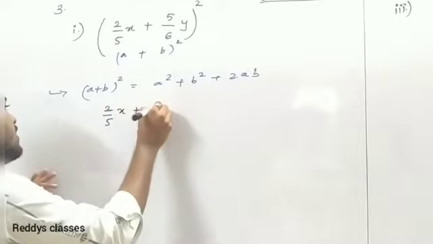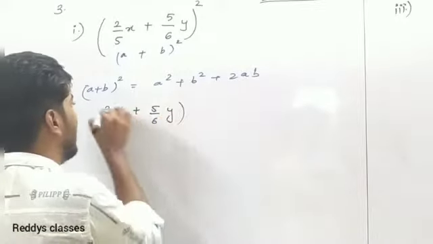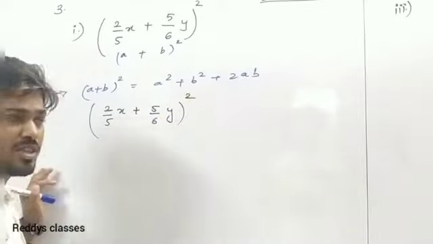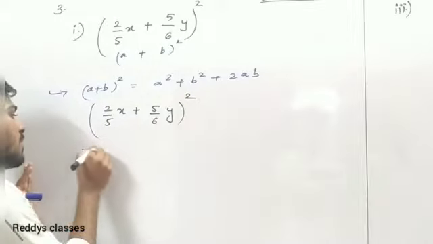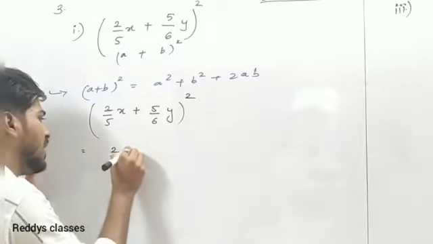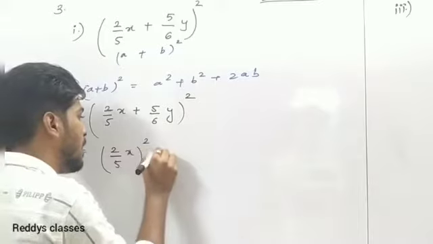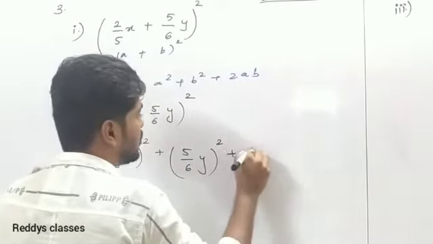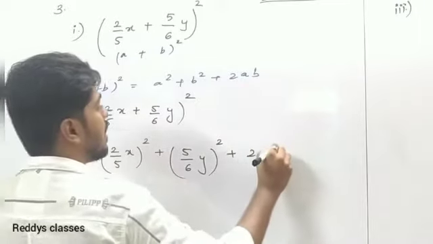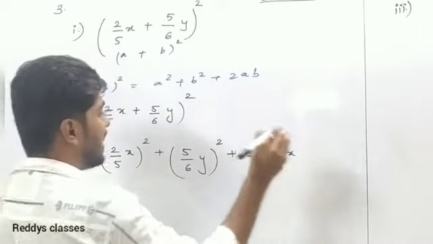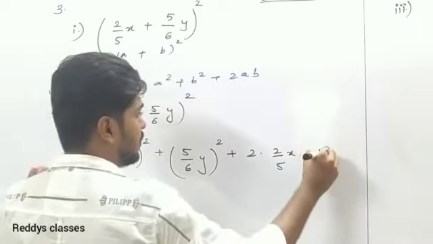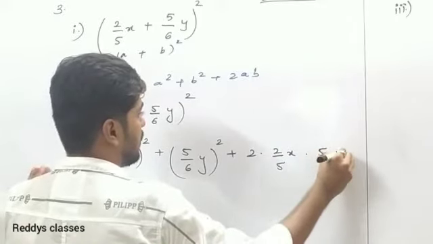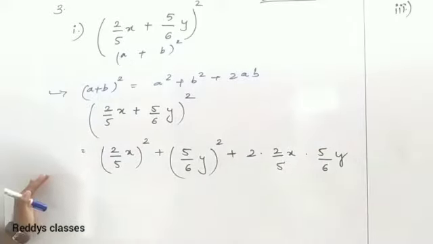(2/5 x plus 5/6 y) the whole square. We have this question now, so let us apply a square plus b square plus 2ab, that's it.